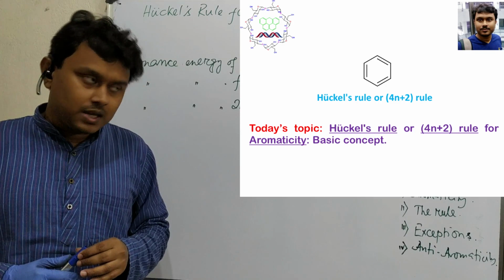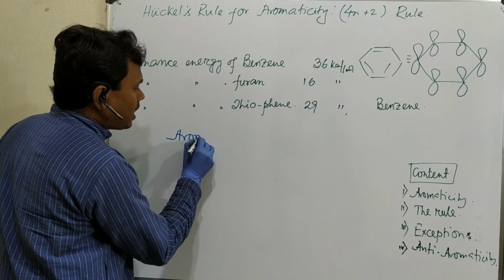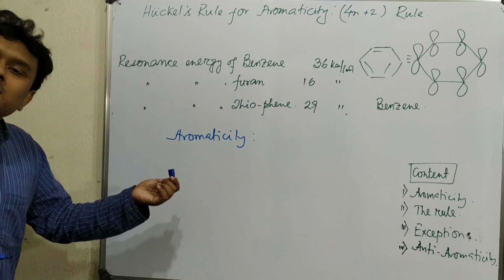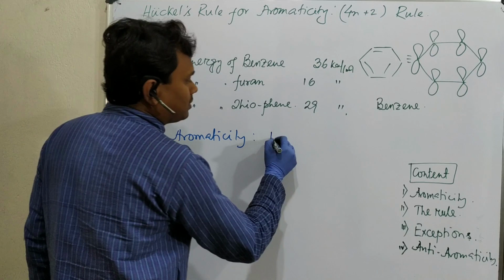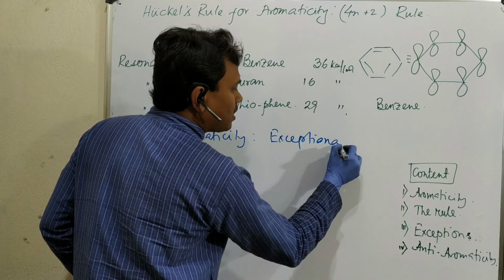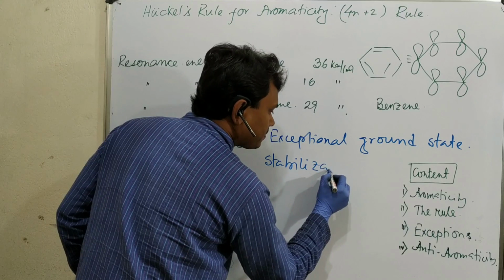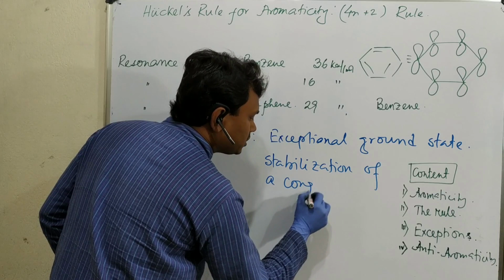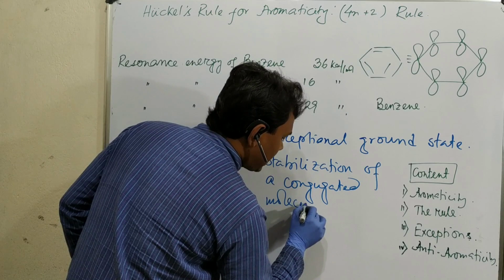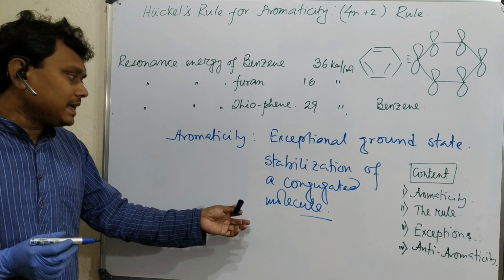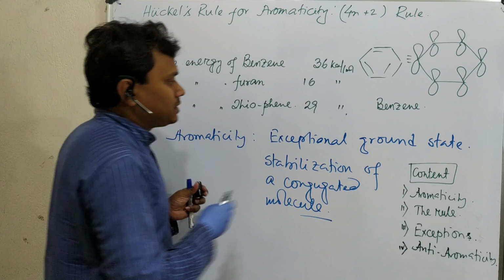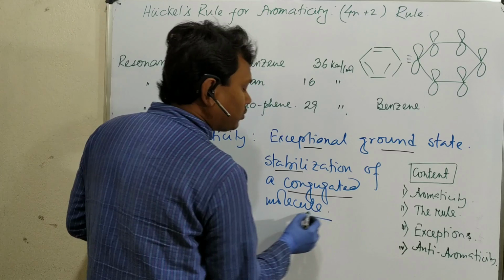Okay. Since we are talking about aromaticity, it is very important to know what this aromaticity is. This aromaticity is an exceptional ground state stabilization of a conjugated molecule. This is a very qualitative explanation of aromaticity. When I say this, a few words come into our mind. First, exceptional. Second, ground state stabilization of a conjugated molecule. So this point I suggest please keep it in mind.